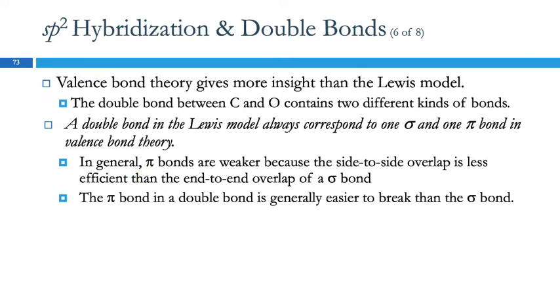Those pi bonds are generally weaker because they don't overlap as well. It's kind of literally a stretch for them to overlap. The end-to-end overlap of the sigma bond is better, and so the sigma bonds are stronger. So if we're going to break one of those bonds, the pi bond is going to break first because it's not as strong.